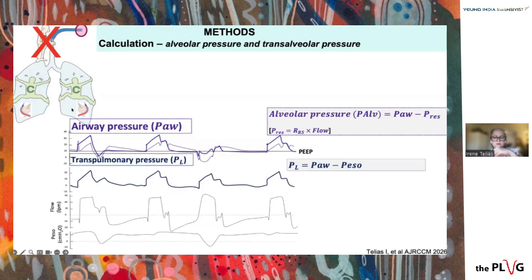The second thing that we calculated was the transpulmonary pressure, which is the pressure across the lung parenchyma. It is the difference between what happens inside the airways versus what happens outside the airway, which is the pleural pressure measured by the esophageal pressure. This difference is the transpulmonary pressure. And finally, we calculated what we call the transalveolar pressure, which is to subtract the resistive component from the transpulmonary pressure. Ultimately, we calculated the total driving transpulmonary pressure and the difference between alveolar pressure and PEEP.